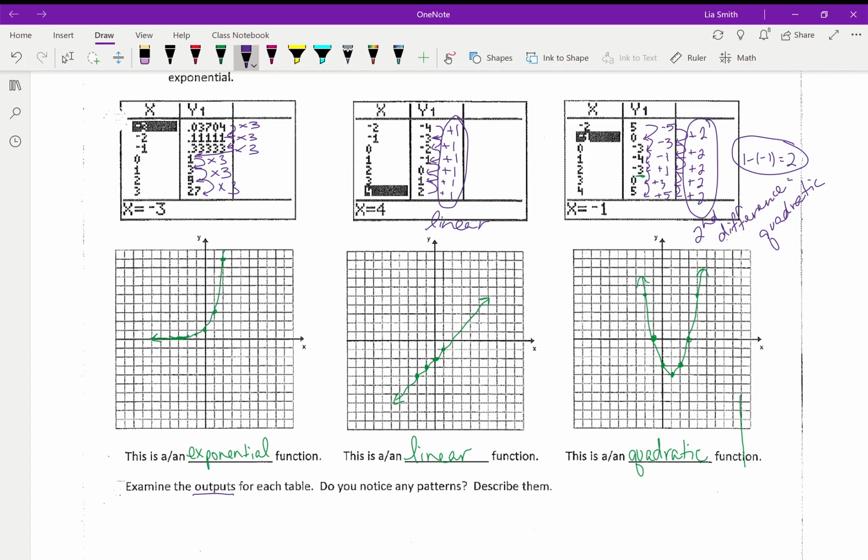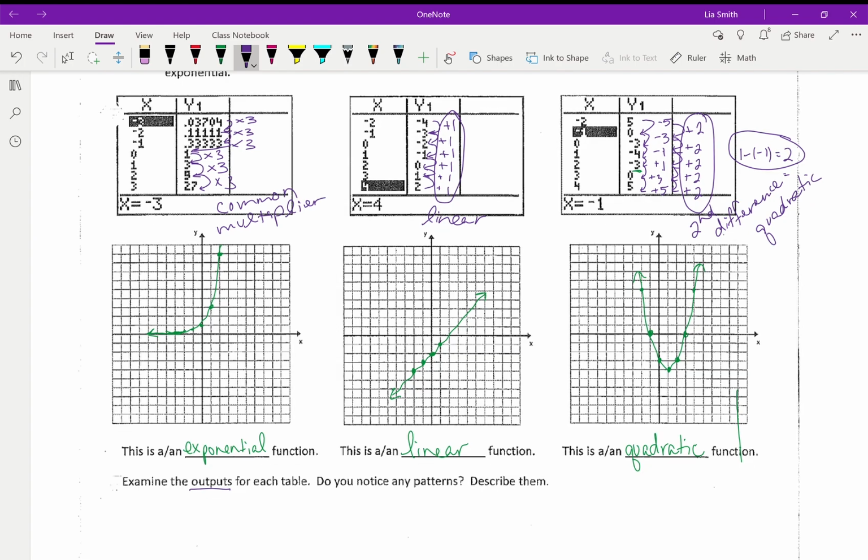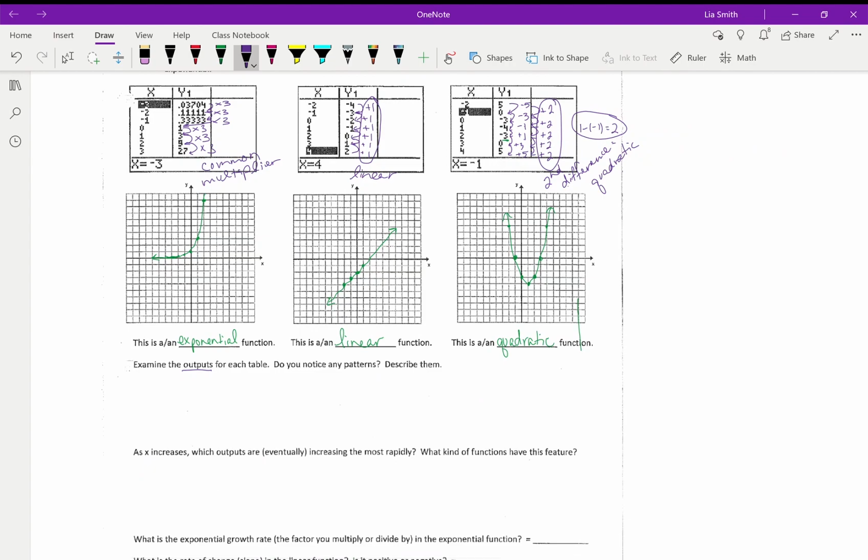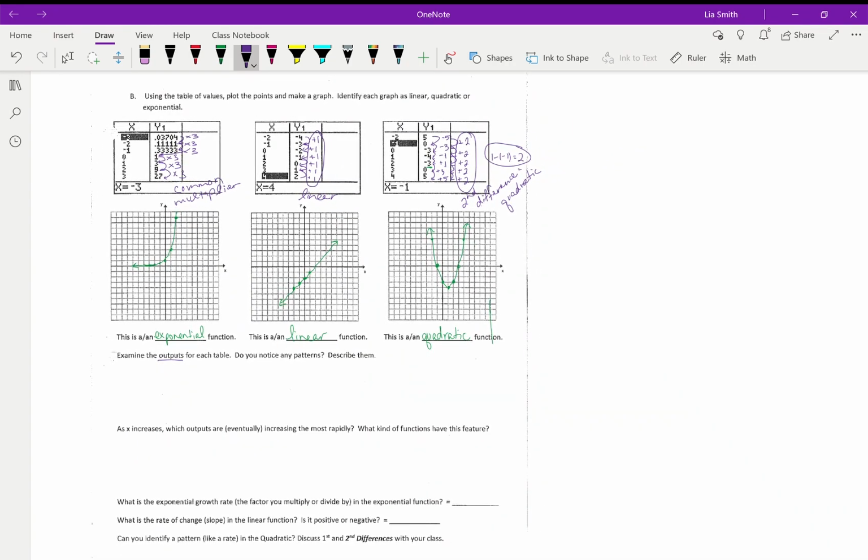And this one is so small that you can just assume that it's multiplying by 3. So exponential functions have a common multiplier, which again proves the point that exponential graphs are going to increase so much faster because they're constantly being multiplied, while a linear function and even a quadratic function really are just being added over and over again. Down here are just a few sentences to recap what we just went over. To examine the outputs, what patterns do you notice? In a linear function, you're adding a constant rate.